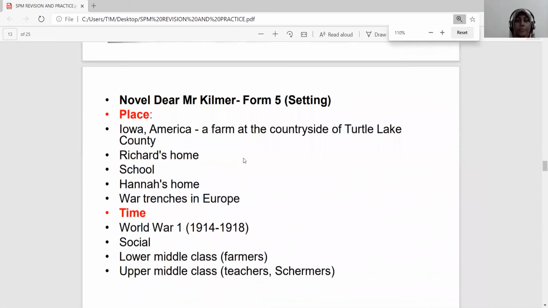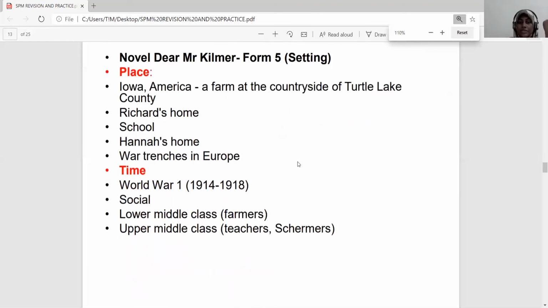Okay. The place is Iowa, America. You can see the story takes place on the farm, which is Richard's house, Richard's home, school, Hannah's home, Sherman's house, the tavern, and the war trenches in Europe, right? And then the time was given just now, World War One. But here the story is exactly about 1917, right? Not 1914. Socially, lower middle class and also upper middle class, right? The Shermans are considered very rich people.